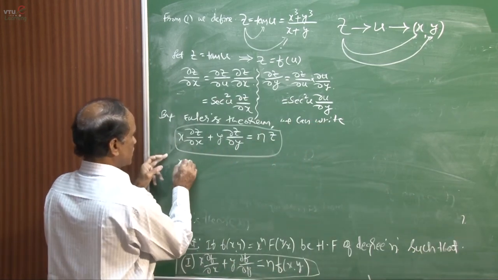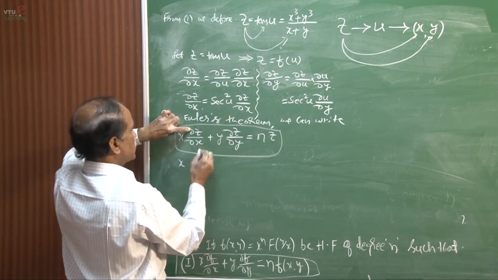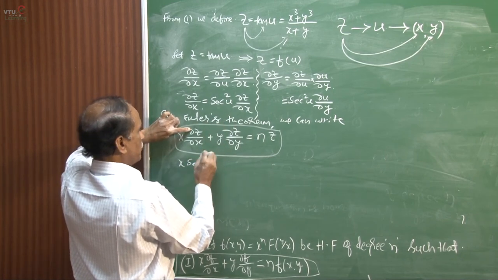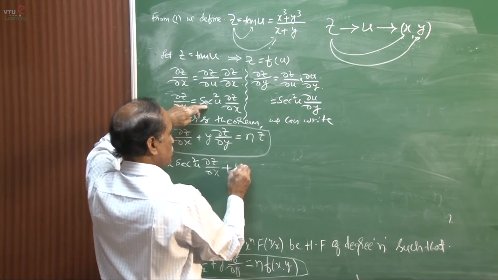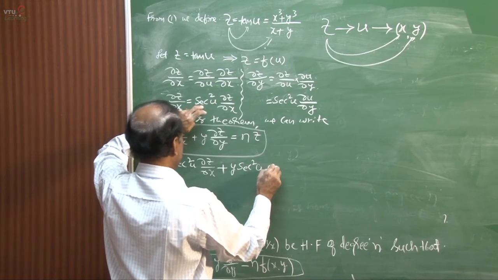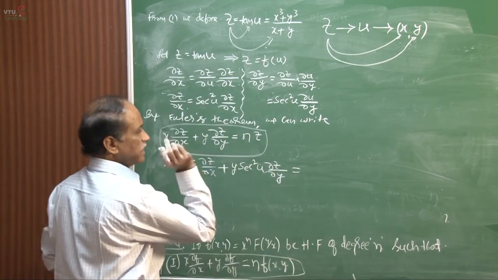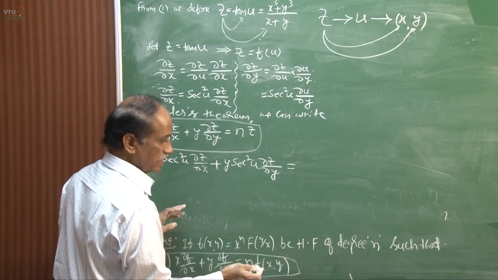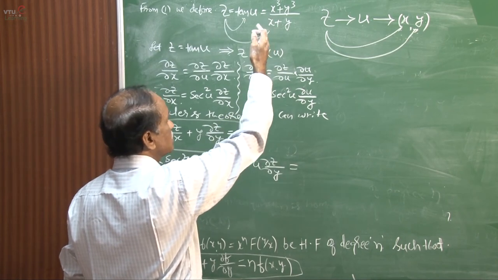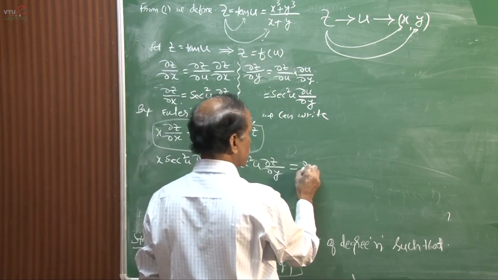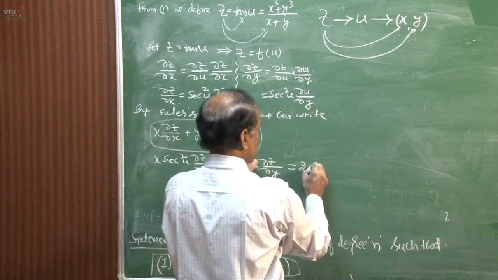Then, what is that? X into del z by del x means secant square u into del u by del x, plus y into secant square u into del u by del y, is equal to n into z. What is n? N is nothing but degree 2. I have represented that the degree is 2, that means lambda to the power 2. It is homogeneous of degree 2, already we have noticed. That is 2z. Okay, z equal to what? Tan u. You write that.